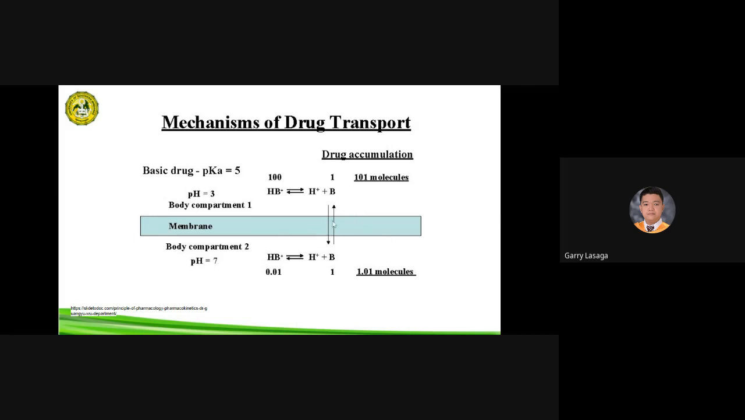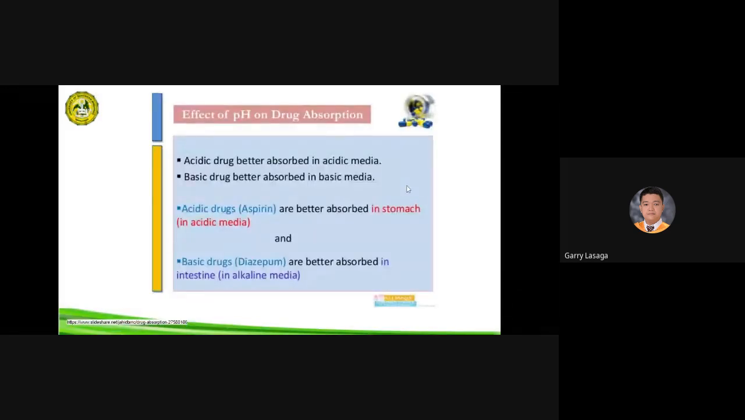So nakita niyo naman dito, no, we have here the B. The B is the unprotonated form. So it is able to traverse, or it is able to penetrate the cell membrane because it is unprotonated. So again, only the unprotonated and ionized form of the drug will be able to pass through the membrane.